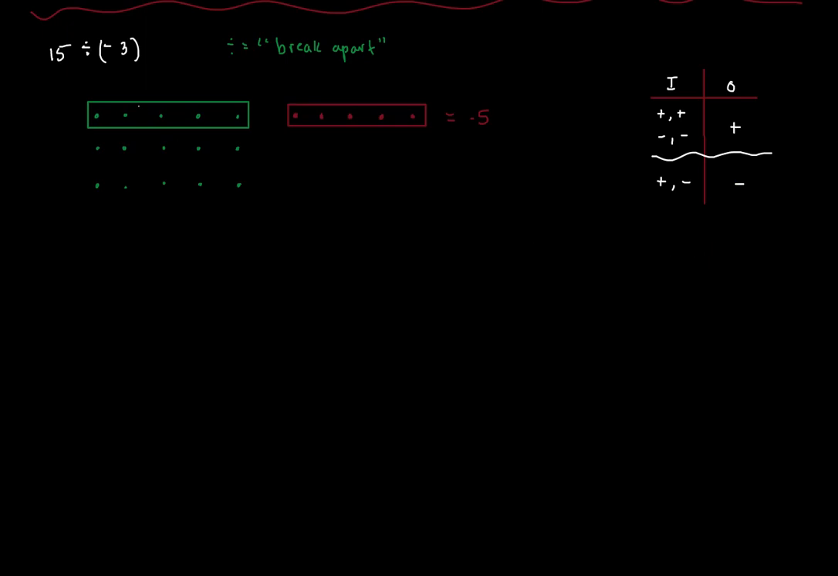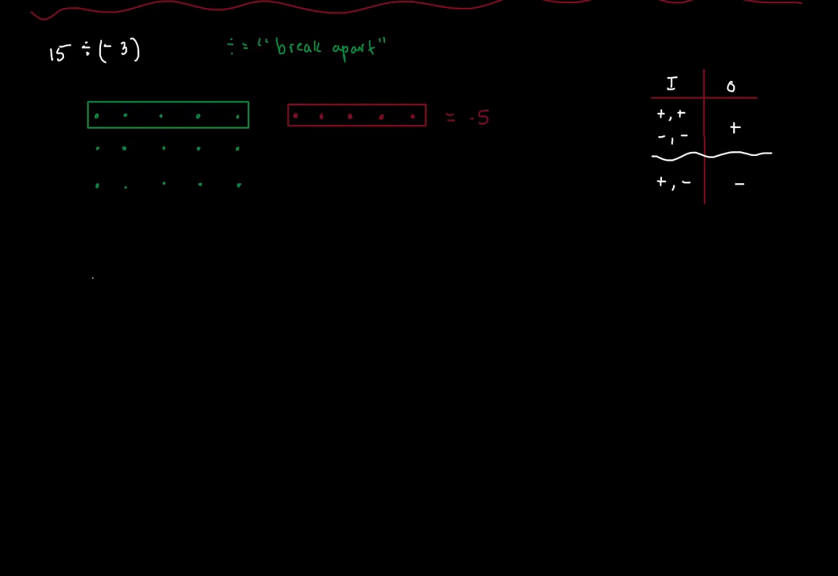Because again, if we had made this positive 15 a negative 15, when we switched it over, we would have started as red and switched over to green, right? So you can see that if they're the same sign, it's going to end up positive. If it's a different sign, it's going to end up negative.